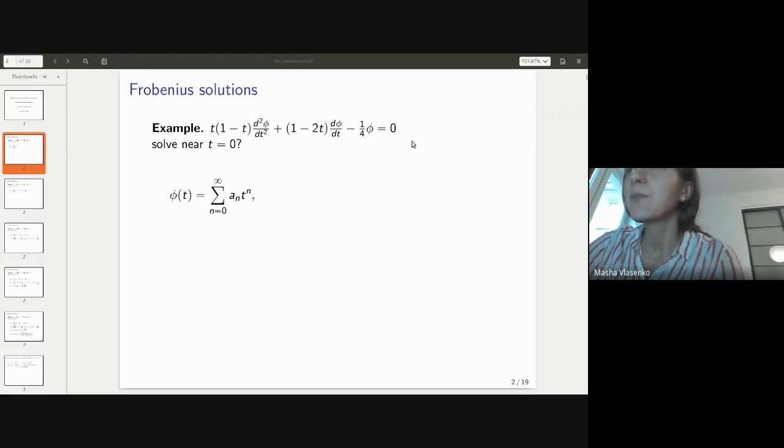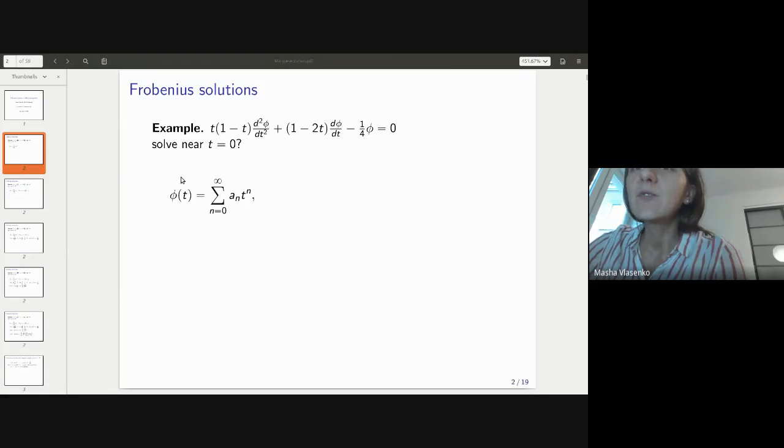So this is an example of a linear differential equation. This is a hypergeometric differential equation, actually. And I want to define Frobenius solutions, describe the Frobenius method of solving a differential equation near a regular singular point. So I want to solve this differential equation near t equals 0.